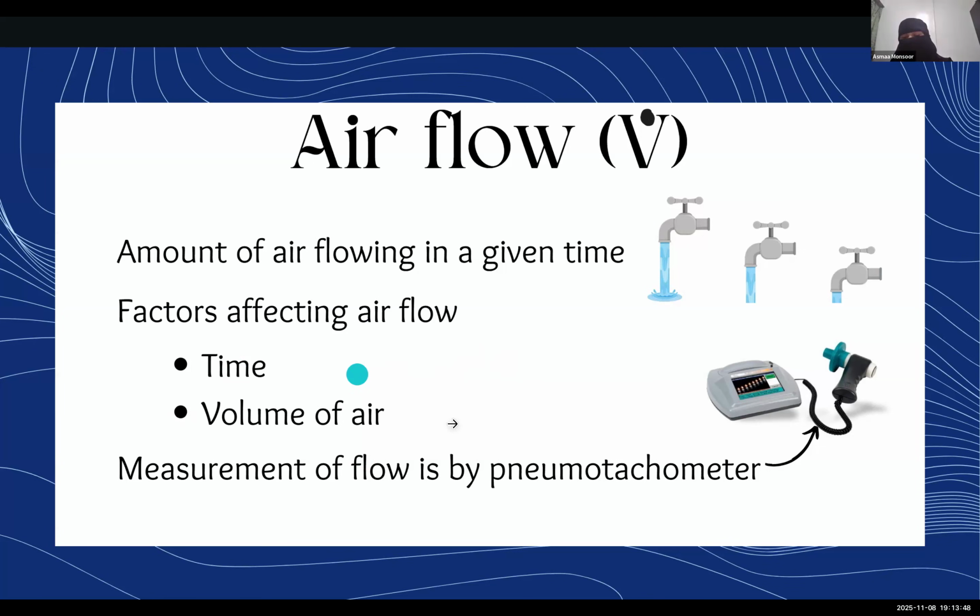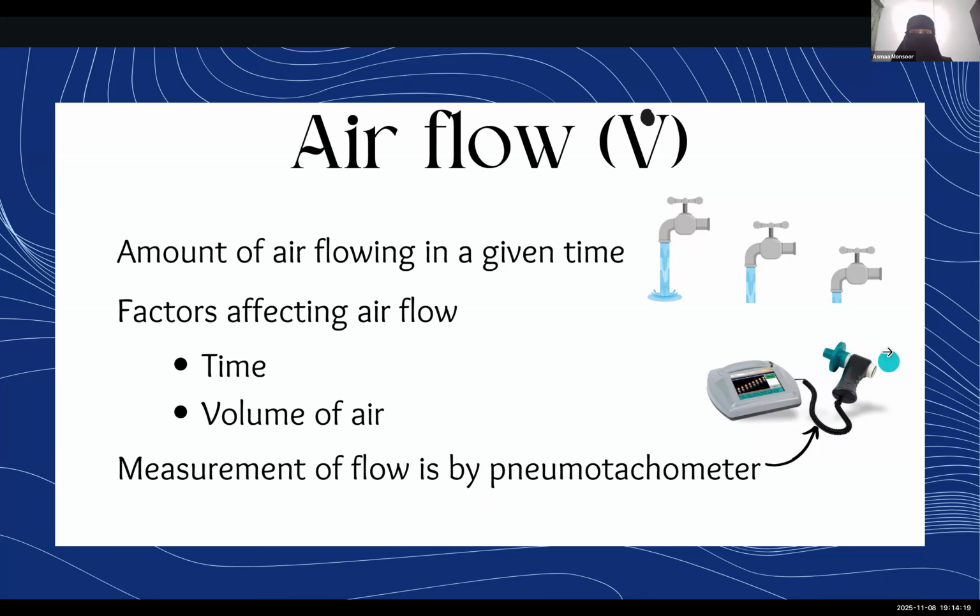Now, usually we don't assess the flow of air. However, in the olden days, airflow was assessed as part of an examination, by a machine called a pneumotachometer. This is how it looks. You just blow through this mouthpiece, and it will assess how much air is flowing. Do you need to know what a pneumotachometer is? No, it's not that important. It's not used now, so you don't need to know about it. What you need to know is what airflow is.